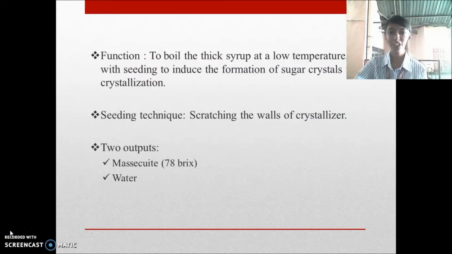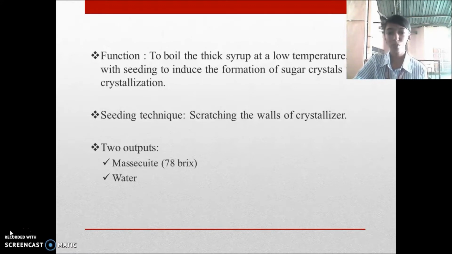Crystallizer. The function of the crystallizer is to boil the thick solution from the evaporator at a low temperature with seeding to induce the formation of crystals. The seeding technique that was used is to scratch or scrape the walls of the crystallizer to induce the formation of crystals through crystallization. The crystallizer that was used in our plant is the pilot plant crystallizer. The price of the crystallizer is 4,430 ringgit.